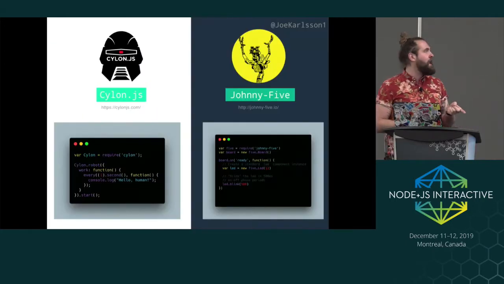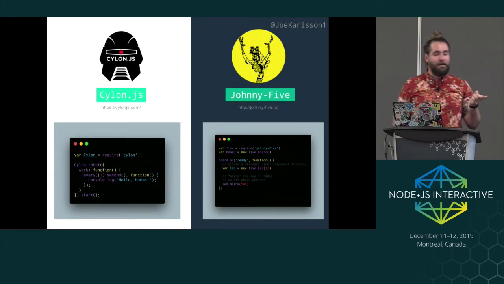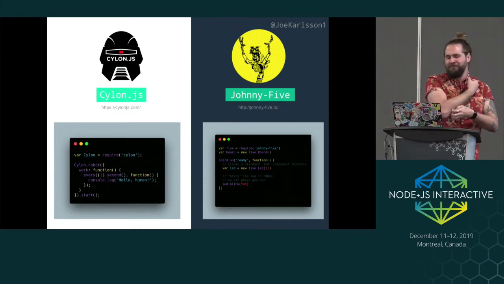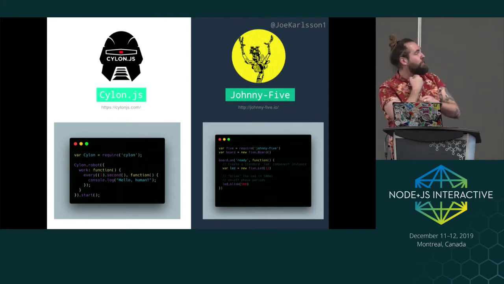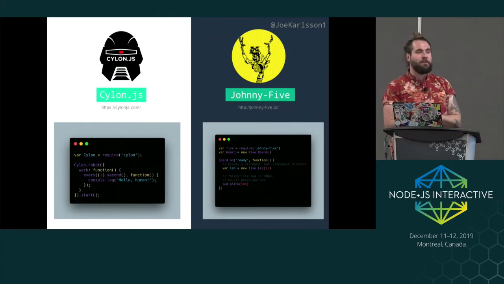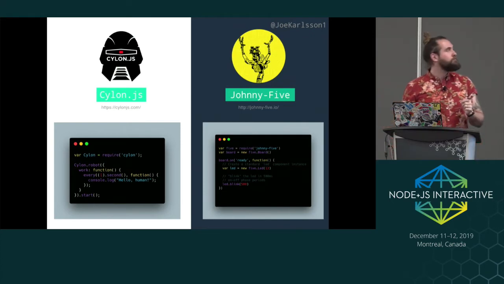The two big ones right now are Cylon.js, you might know that from Battlestar Galactica, and Johnny Five, from the 1980-something movie Short Circuit. I built my litter box using Johnny Five. We'll be going over code samples with that today.